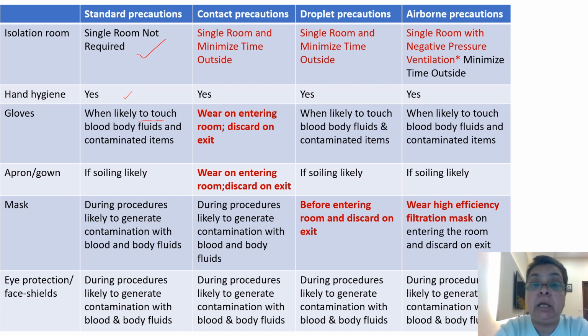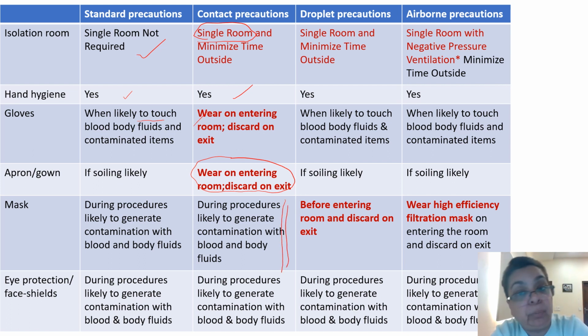Now let's come to contact precautions. For them, we require a single room. We have already talked about it, and minimize the time outside. Hand hygiene has to be followed. And what are we going to wear? Wear gloves while entering the room and discard them on exit. Apron and gowns are necessary again on entering the room, discard on exit. Masks and eye protection and face shields we are going to wear only when we are anticipating contamination with blood and body fluids.